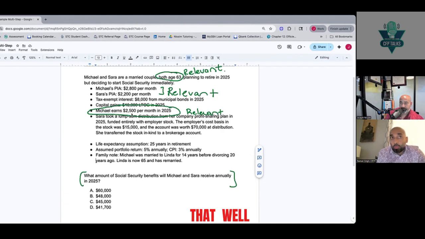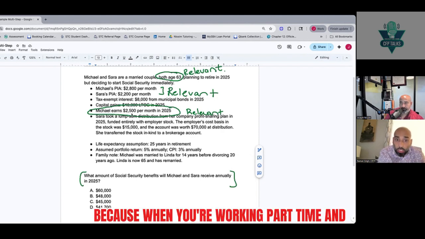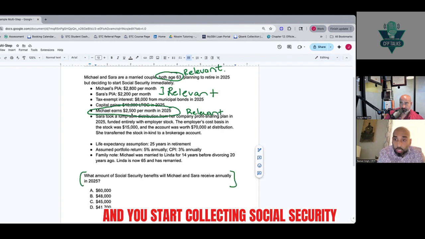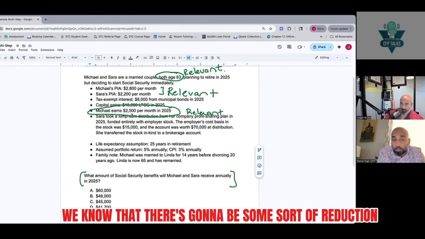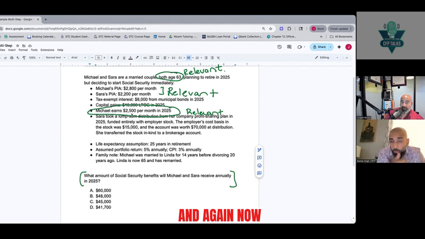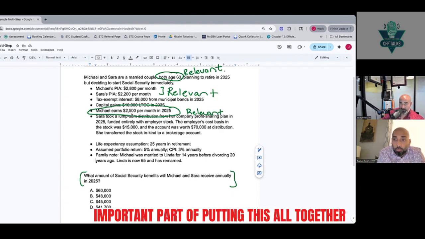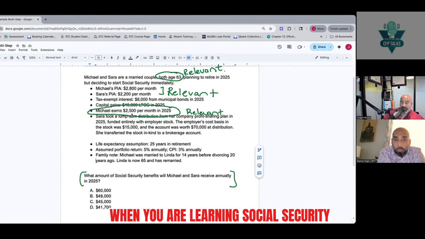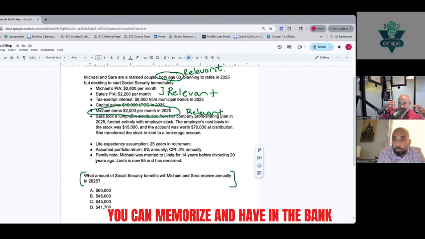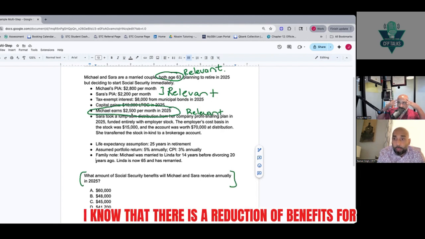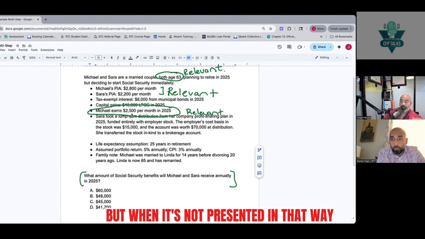But specifically the 2,500 bucks? Well, when you're working part-time and you start collecting Social Security, you have what we call a benefits reduction. Excellent. So we know there's going to be some sort of reduction. Now this is the most important part of putting this all together when you're practicing. When you are learning Social Security, all of this stuff you can memorize and have in the bank. But now, putting it all together, I know there is a reduction of benefits for taking Social Security early, but when it's not presented in that way, this is where a lot of us get thrown off.